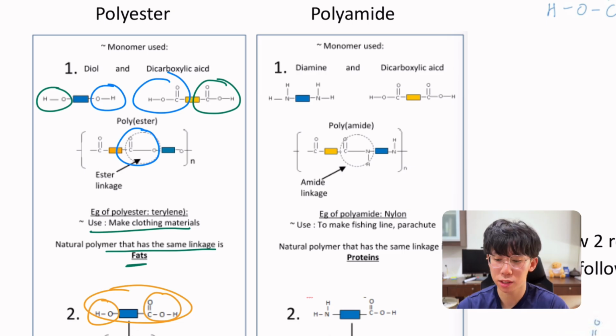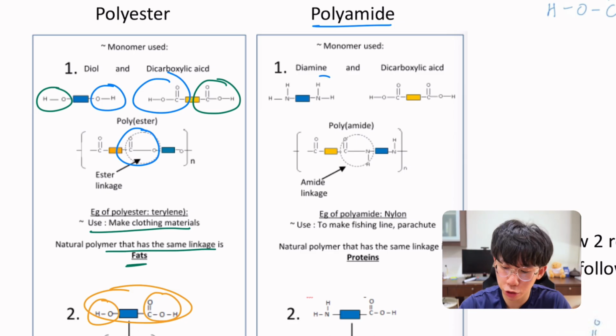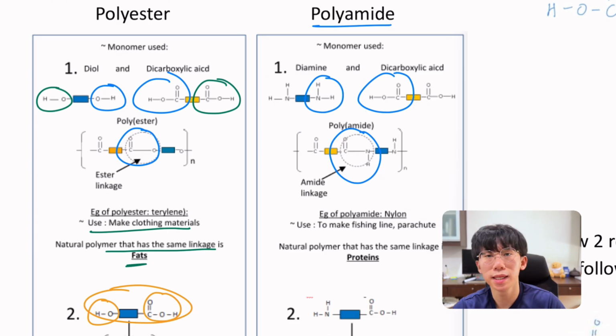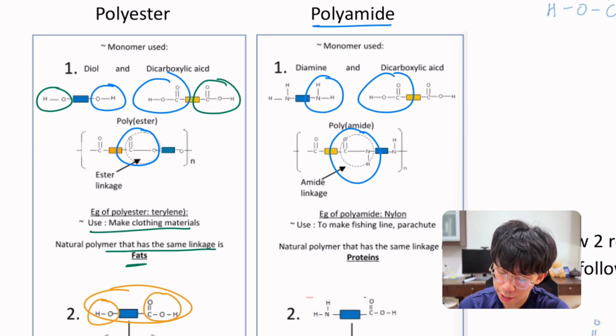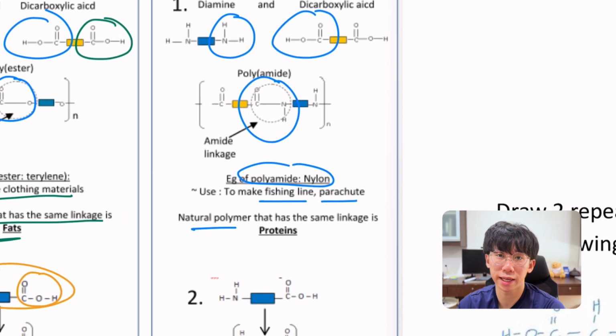Your polyamides work almost similarly. Polyamides use a combination of your amine functional group, which is the NH2 group, and the carboxylic acid functional group to form your amide linkage right over here, a C double bond O NH group, and H2O comes out as a byproduct. This is an example of a polyamide formed from two different monomers, where each monomer has two of the same functional group. An example of this polyamide is nylon, which is typically used to make your fishing lines and your parachutes. A natural polymer that has this kind of linkage is called proteins. They also have this amide linkage.